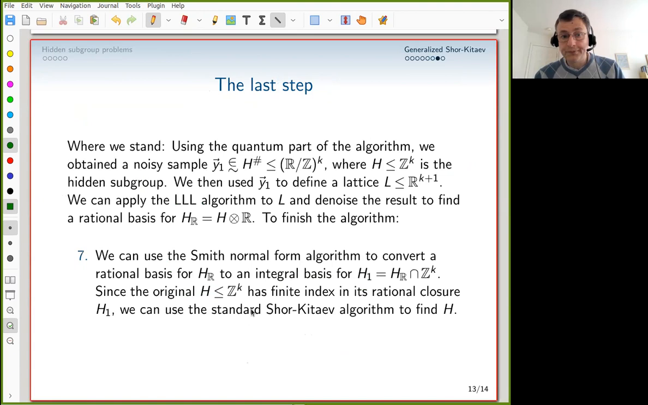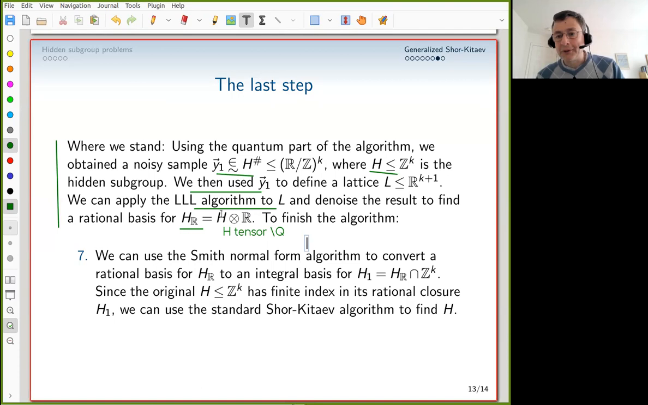So we're actually almost done. We used the quantum part of the algorithm. Using the quantum part of the algorithm, we got this noisy sample that is near H sharp, where H is the hidden subgroup. So the H sharp is a type of dual. We then used Y1 to define a lattice in the next dimension. And we used the LLL algorithm and denoised the result to find a rational basis for not H itself, but H tensored with the real numbers. And actually, since it's a rational basis, I could have made it H tensor Q. I said I've used reals, but this being a number theory workshop, I didn't really need the real coefficients for some of this.